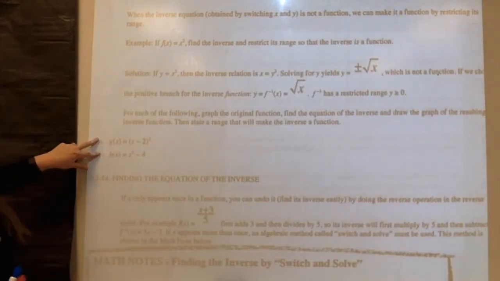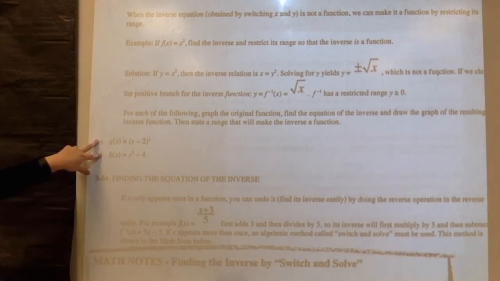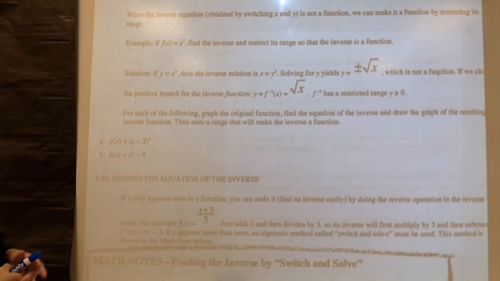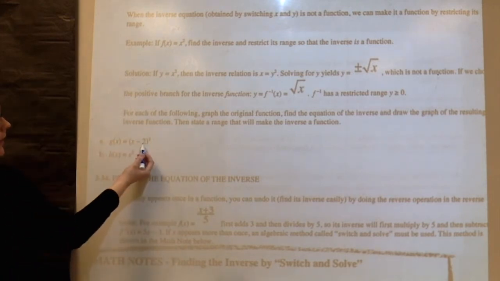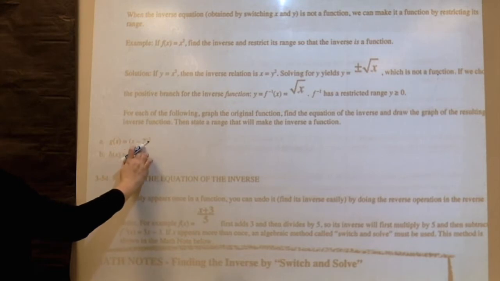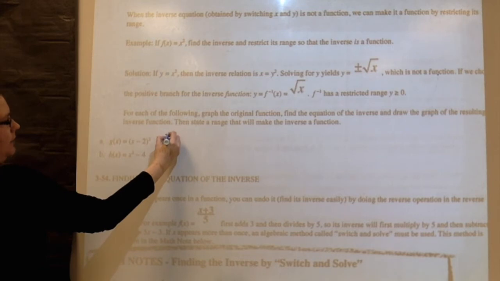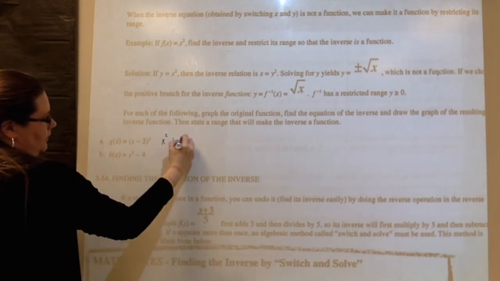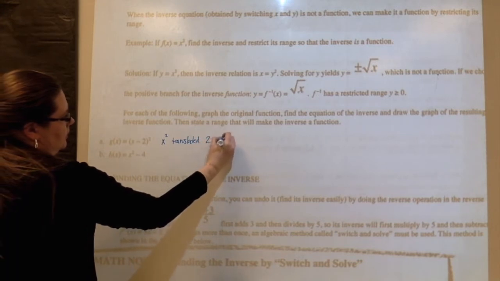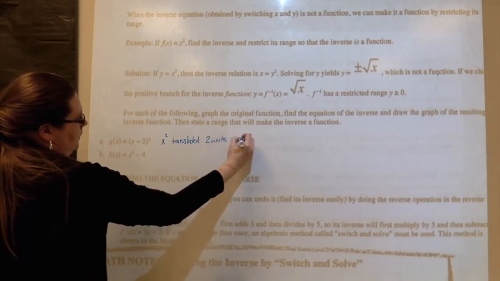Notice, first of all, that these two equations, and I know that you can probably see these better on your own paper than you can on the board in this video, are simply the parent graph of x squared transformed. Hopefully you remember that if you're subtracting 2 inside the parentheses with the x, this is a horizontal translation 2 units to the right. So this is x squared translated 2 units to the right.